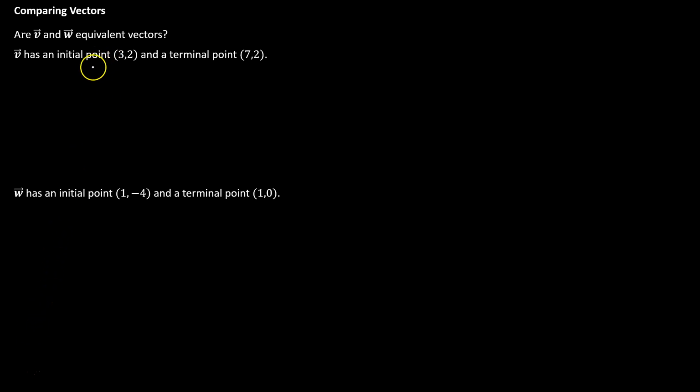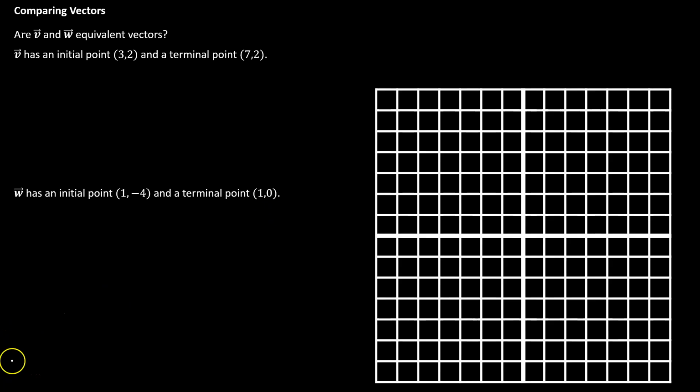So let's practice that. Here I have the vector v with an initial point (3, 2) and a terminal point (7, 2), and then w has an initial point (1, -4) and terminal point (1, 0). So what we need to do is graph these vectors, because at this point that's all we've learned how to work with, and then we can compare to see if they're equivalent. We have the graph on the screen for us to use. I'm going to make some colors here. Let's make the vector v blue.